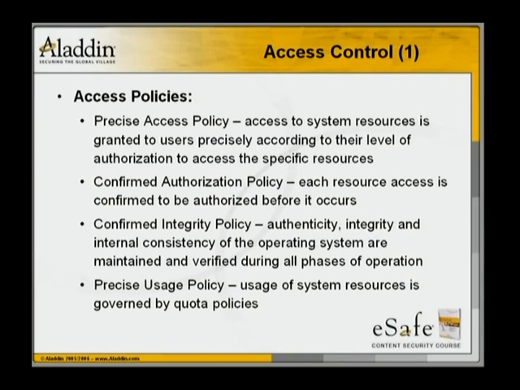One element of the access policy is precise access policy. This is a matter of recommendation. We need to maintain a precise access policy, where access to system resources is granted to users precisely according to their level of authorization to access these specific resources. Like we said before in the example of the financial folder, only the financial group would have access to the file containing the salaries of all the employees in my company.